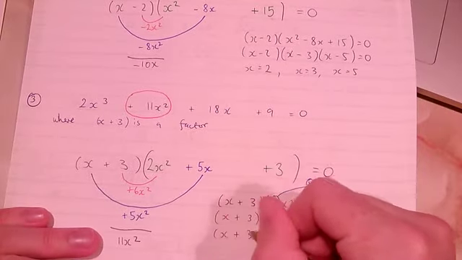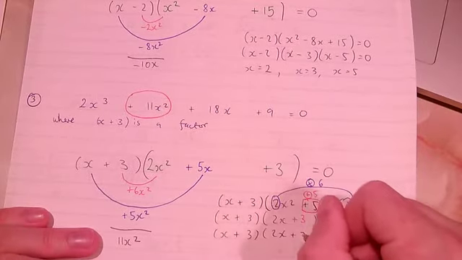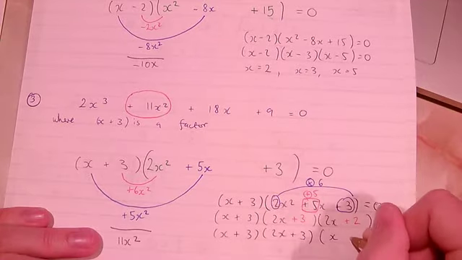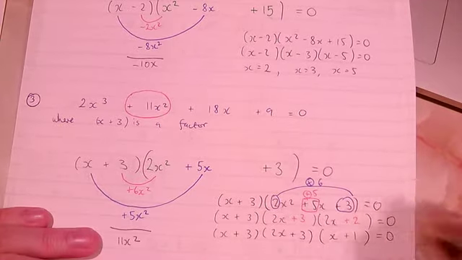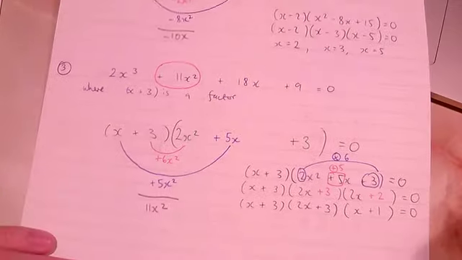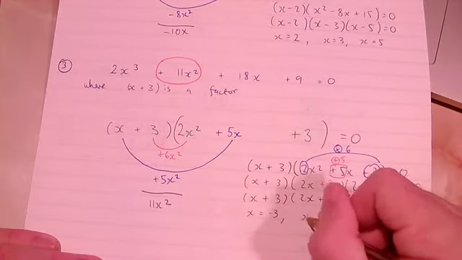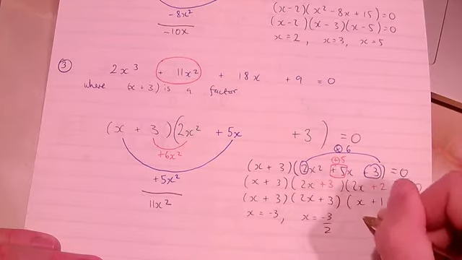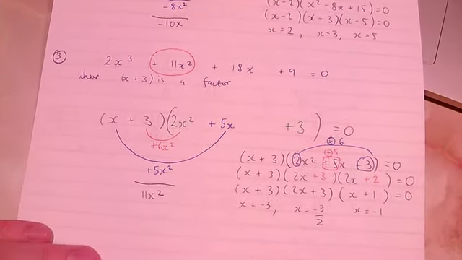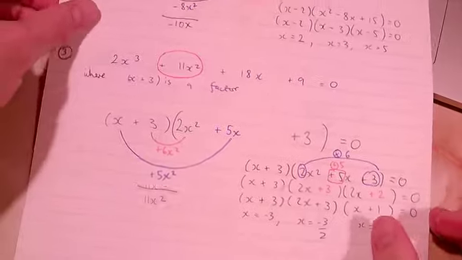The first one I can't, second one I can't, but then the third one I can divide both by 2, so I get x plus 1. So my solutions to that would be x equals minus 3, x equals minus 3 over 2, and x equals minus 1. Okay? Right then.